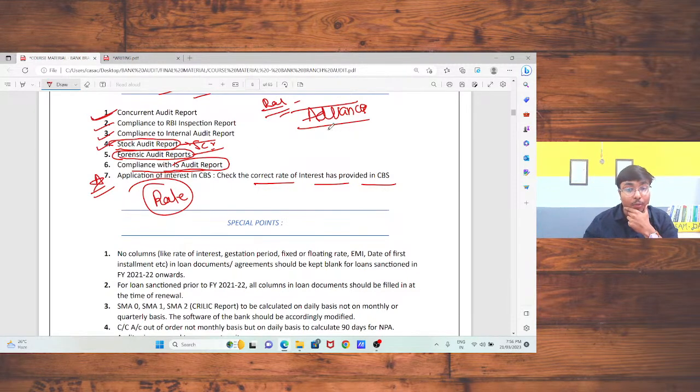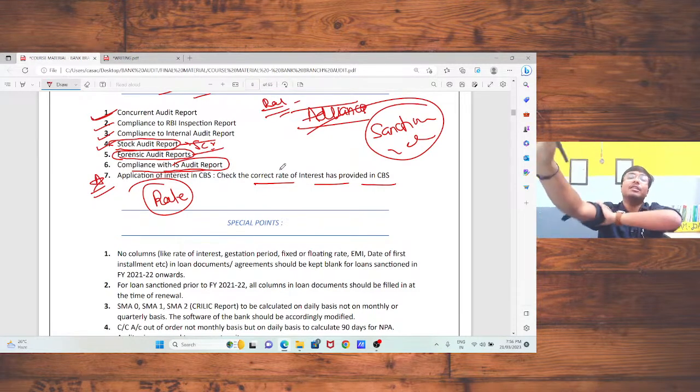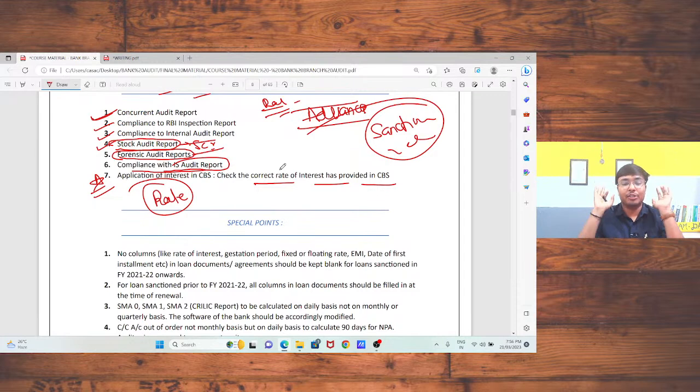Okay, sir. So take note of it. Also, in certain cases, when you are going to check the physical file of that loan, you should check the sanction letter also, because the rate is also mentioned in the sanction letter itself. So this is also our responsibility, that we should check the sanction letter and the terms of that sanction on a sample basis, or at a minimum we should check the sanction letters for loans sanctioned in the financial year in which we are going to do the audit. Okay, sir.